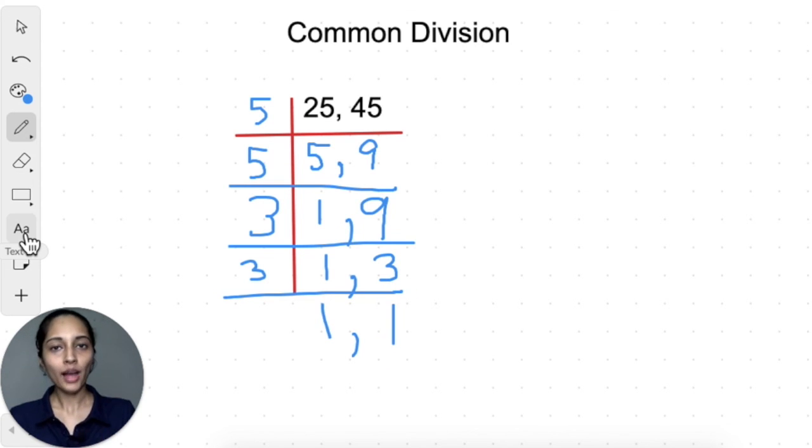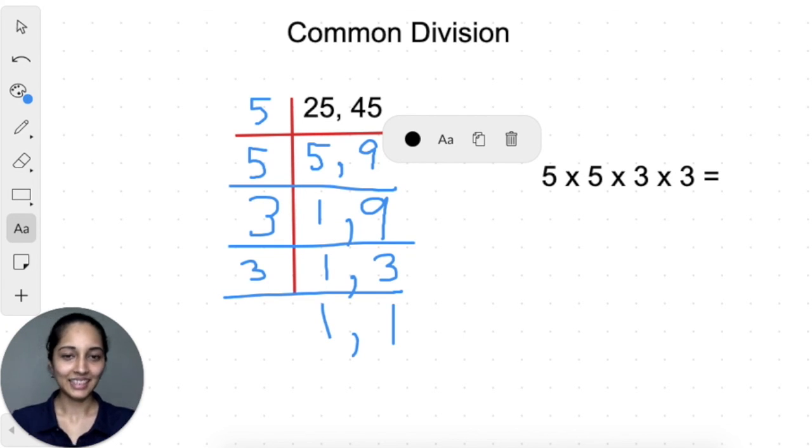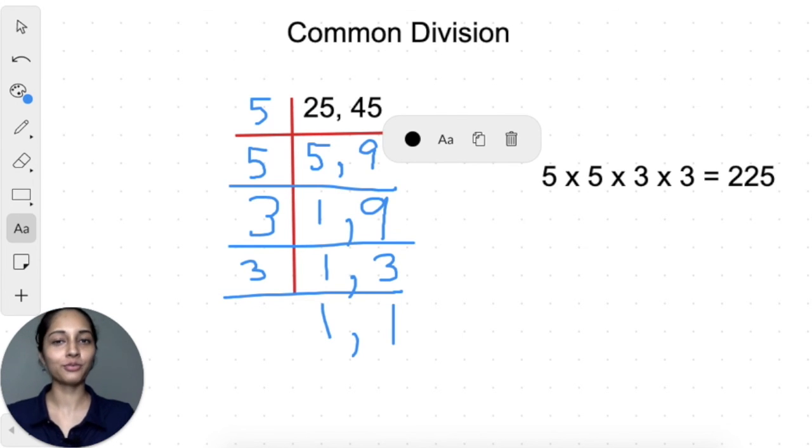Now to find the lowest common multiple, there is just one thing that we have to do, and that is we have to multiply the numbers on the left. 5 times 5 times 3 times 3 and we'll get our answer. It is 25 and 9, it is 225. So that is our answer. So this is how we can find LCM of two or more numbers.